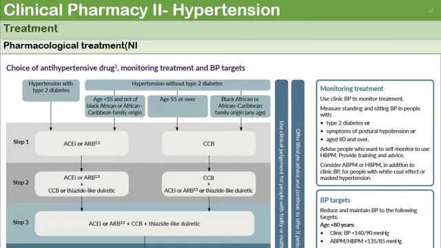For patients older than 55 years old or black or African American, we start with the calcium channel blocker, and then in the next step we can add an ACE inhibitor, angiotensin receptor blocker, or thiazide diuretic to the calcium channel blocker. In step 3, a combination of medications will be taken: ACE inhibitor or angiotensin receptor blocker plus calcium channel blocker and thiazide diuretic.